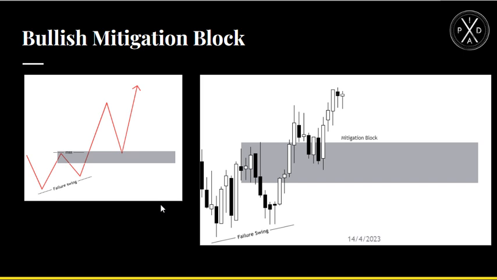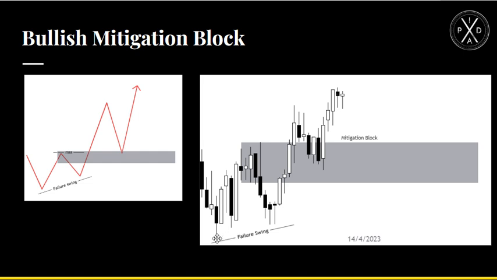All right, so the bullish mitigation block is also known as the failure swing. That's when we have a low, and then we have a higher low, and then we see that price breaks market structure and then goes higher. And then this high that's in between these two higher lows is called your bullish mitigation block.